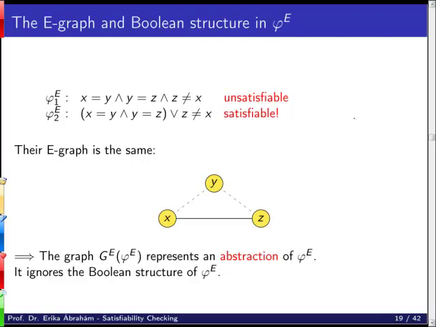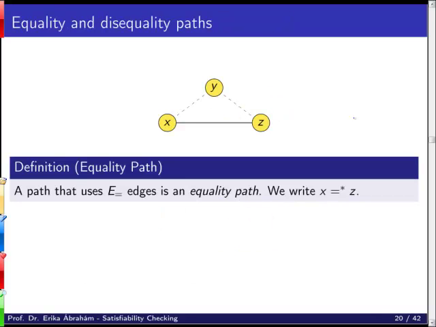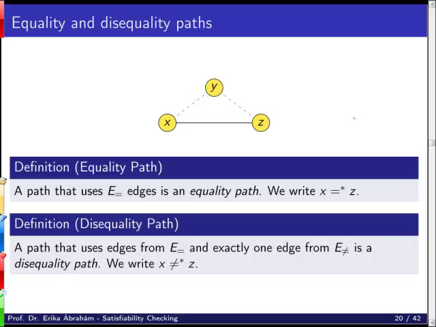Okay, then we go on. So we already cleared it. An equality path we will call a path with only equality edges, like this one. And we will use this sign for the transitive closure. And the disequality path is a path which contains only equalities and exactly one inequality.